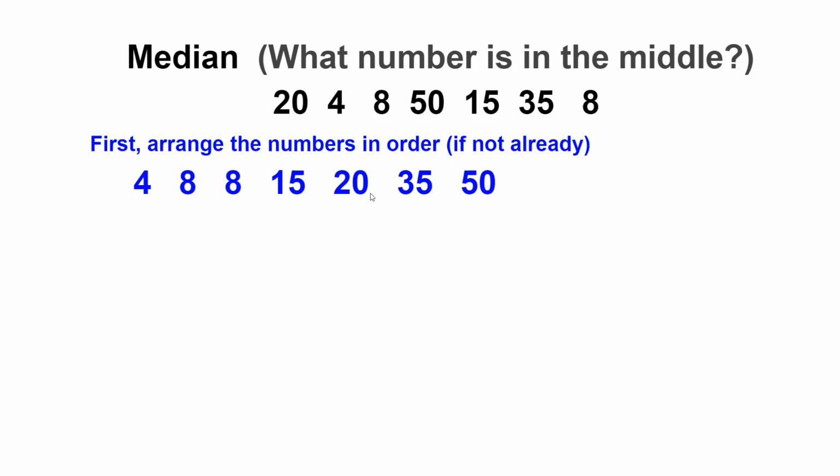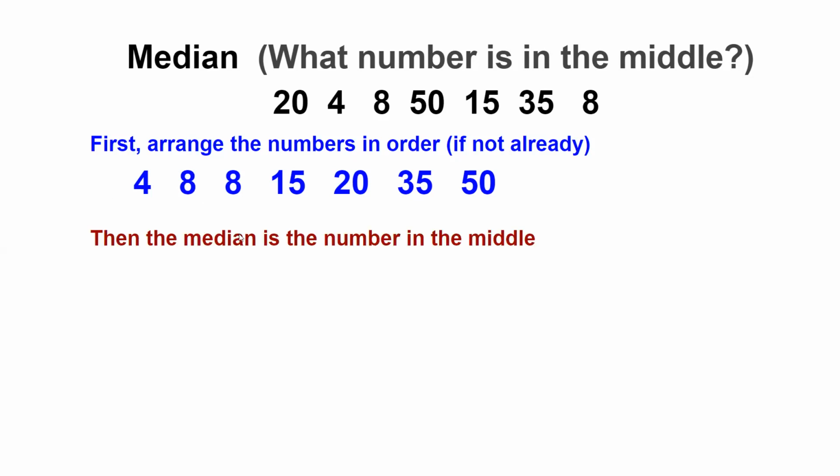Make sure that you have the same number of values in your rearranged list so that you didn't skip anything or add an extra one. There are 7 numbers up here. There are 7 numbers here. It looks like we're good.